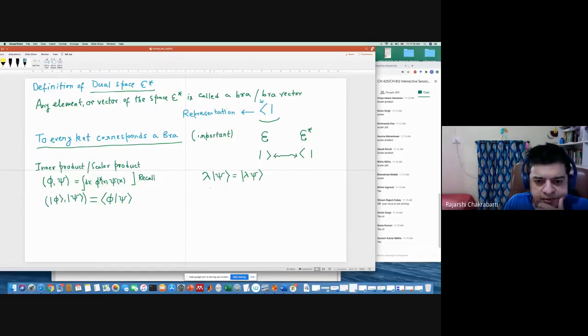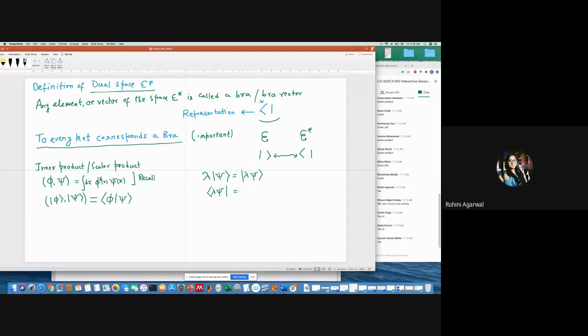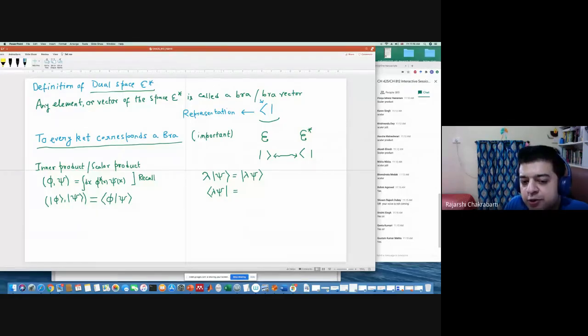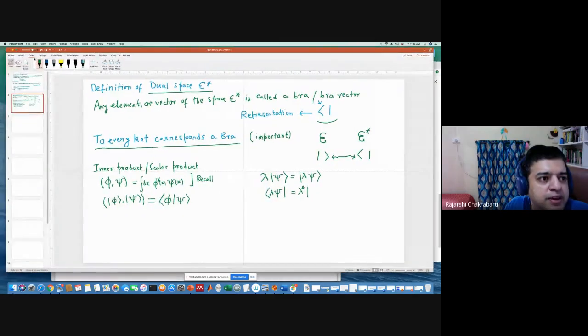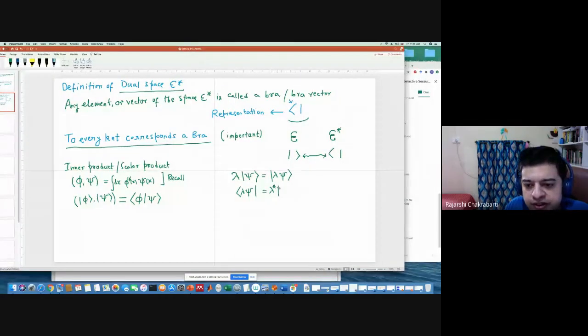But if I have something like this for a bra, what should be there on the right hand side? Can anyone tell me? Lambda star. Complex conjugate of lambda. Yes, because it is associated with a bra. So don't forget when you take it out, because lambda in general is what is known as a complex number. Remember, whenever in quantum mechanics I multiply with a number or any coefficient, that coefficient would be a complex number, isn't it?